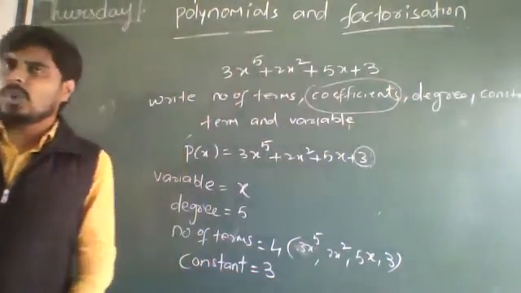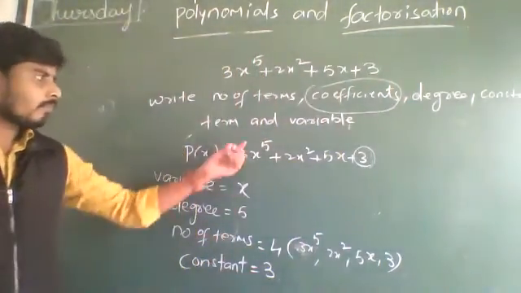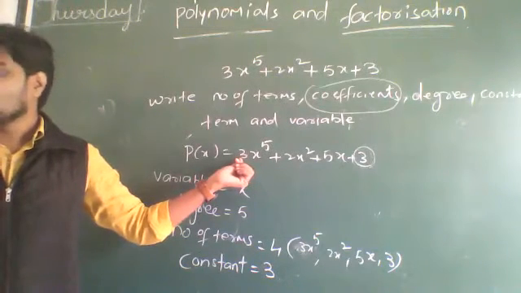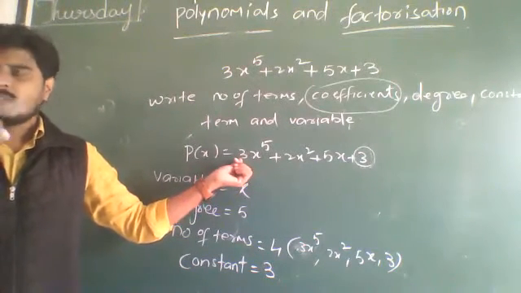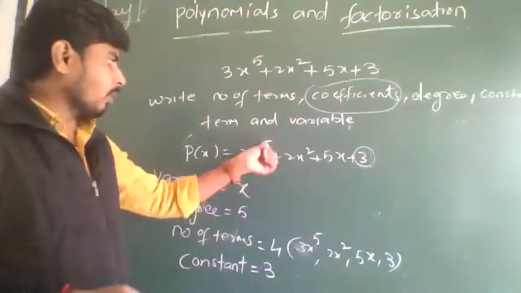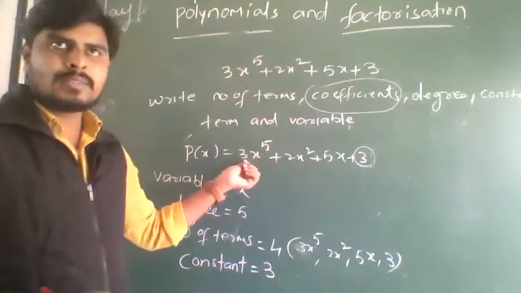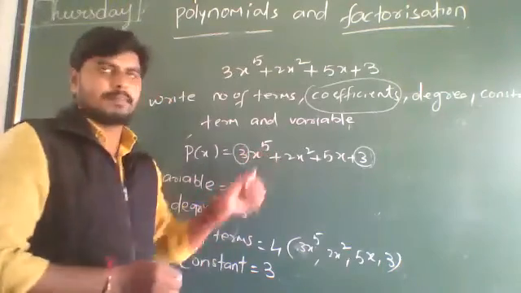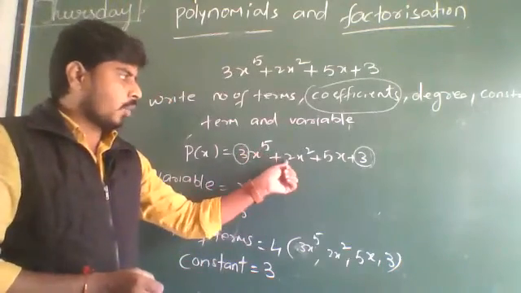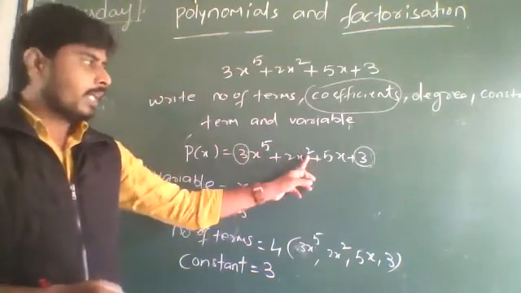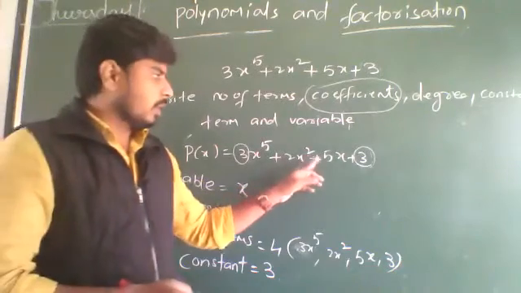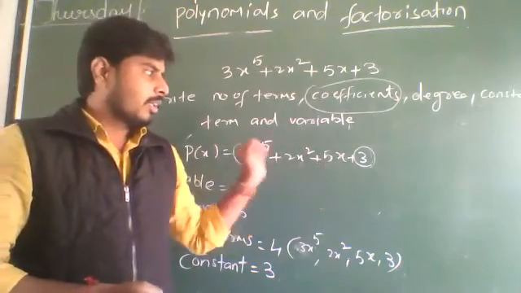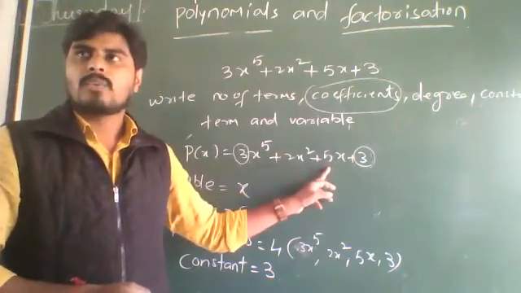Coefficient is nothing but a multiple which is assigned to the variable. See, this x power 5 is assigned with 3, right? This 3 is the coefficient of x power 5. This 2 is the coefficient of x square. X power 2, not x2. And the coefficient of x is 5.